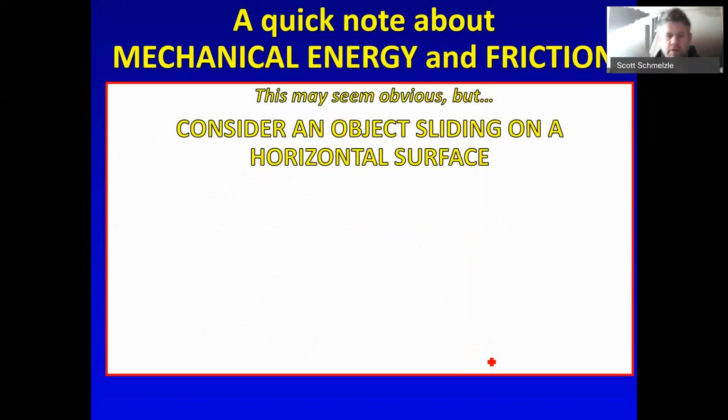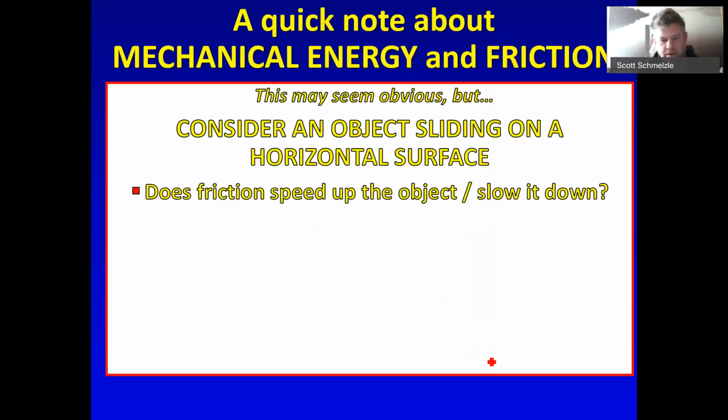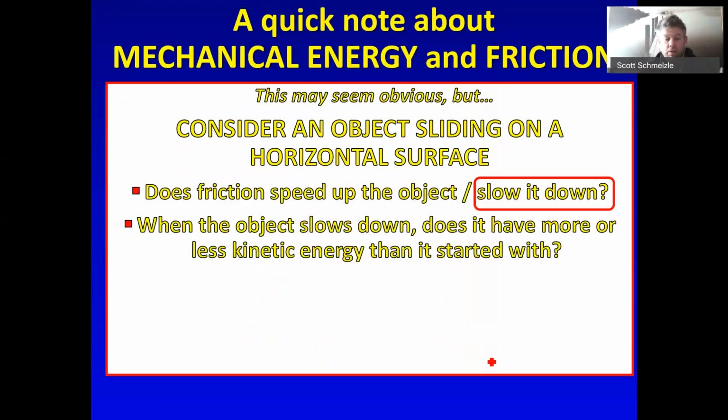So just a quick side note for you. Consider an object sliding on a horizontal surface. Does friction speed up or slow down the object? It should slow it down. When the object slows down, does it have more or less kinetic energy than it started with? Should have less. Again, slowing down means it's losing velocity.